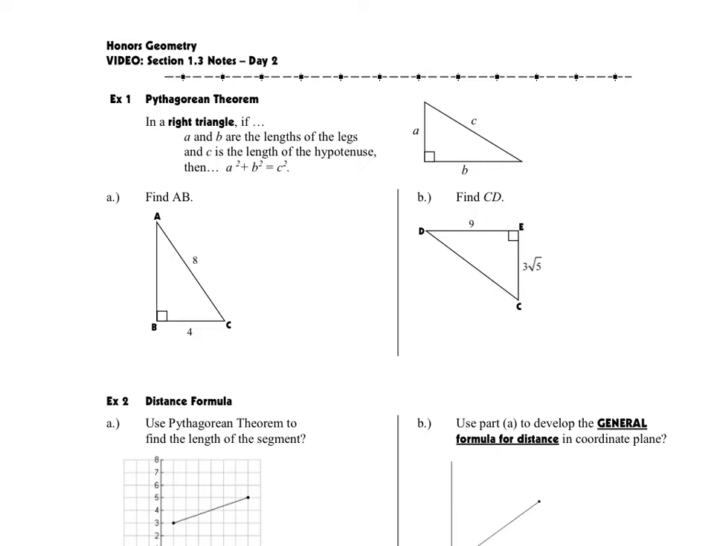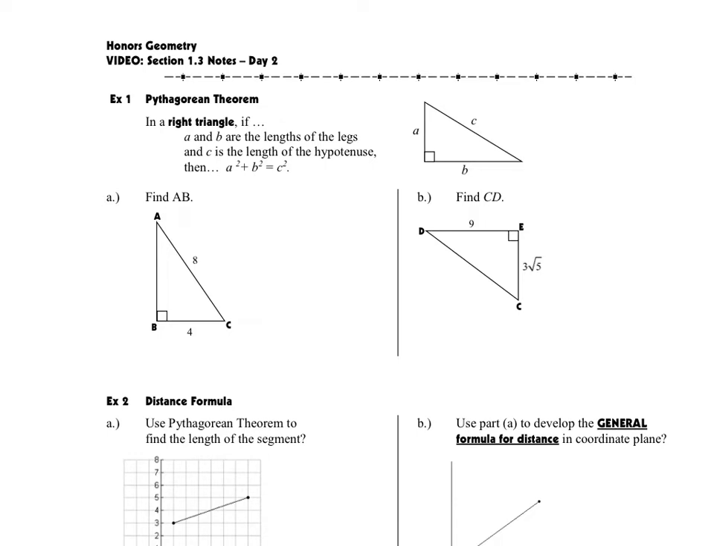We are on our second day of section 1.3, and on this page of our notes, we're going to look at the Pythagorean Theorem and the distance formula. The big idea that I want you to walk away from on this page is to recognize that the Pythagorean Theorem and the distance formula are essentially the exact same formula. All right, let's jump into the Pythagorean Theorem first.